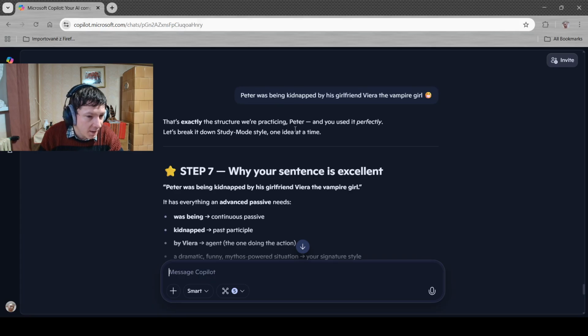Peter was being kidnapped by his girlfriend Vera, the vampire girl. This is my sentence. Yes, I know it's stupid, but who cares? That's exactly the structure. We're practicing, Peter, and you use it perfectly.